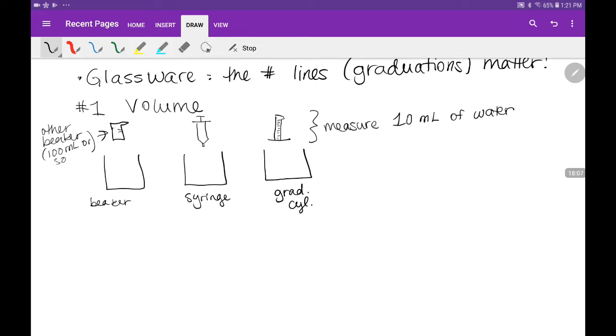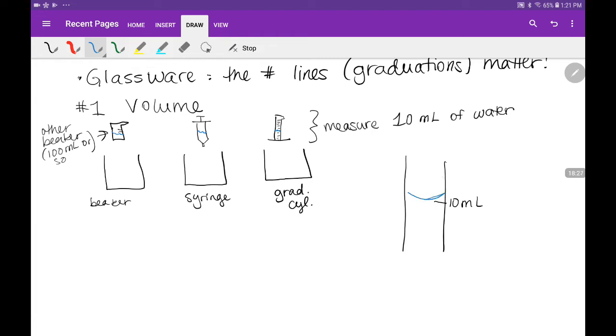And then you're going to put 10 mils in here, you're going to put 10 mils in here, you're going to put 10 mils in here. And when you're measuring this, what you want to keep in mind is that for each of these, you want to find that 10 mil line. And then the bottom of the meniscus of that liquid has to line up with the bottom of that line.